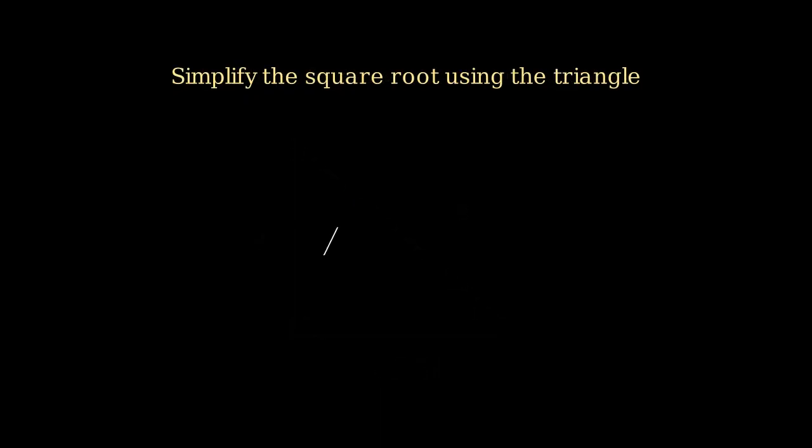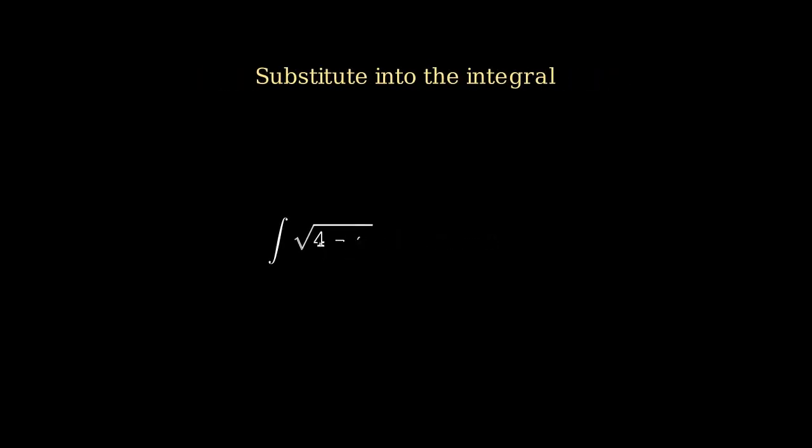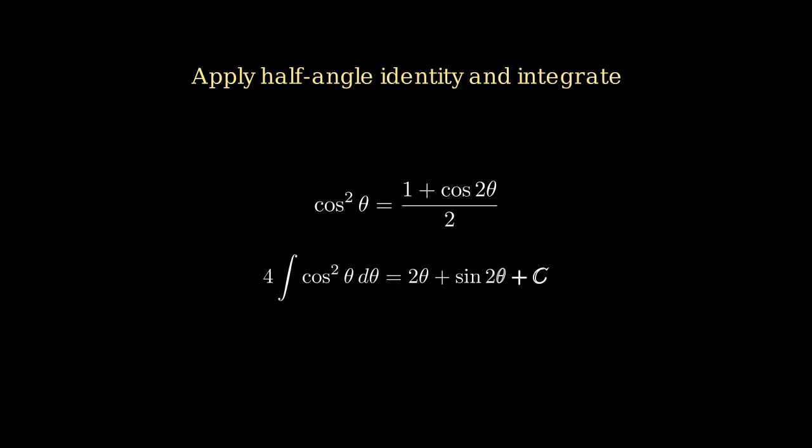Using that triangle, the square root of 4 minus x squared simplifies to 2 cosine theta. Substituting everything in, the integral becomes 4 times the integral of cosine squared theta d theta. Now we apply the half angle identity. Cosine squared theta equals the quantity 1 plus cosine of 2 theta, divided by 2. Integrating gives us 2 theta plus sine of 2 theta plus a constant.